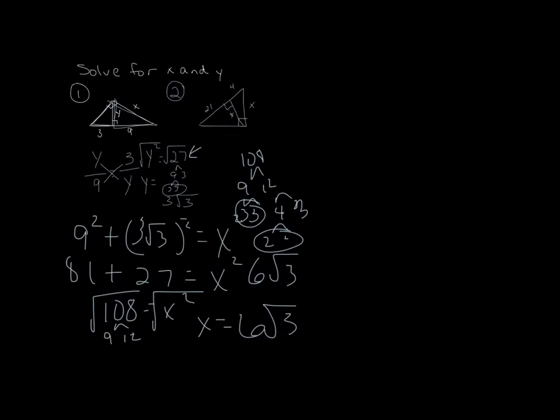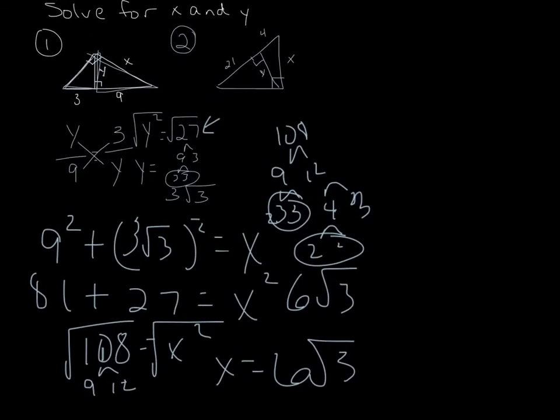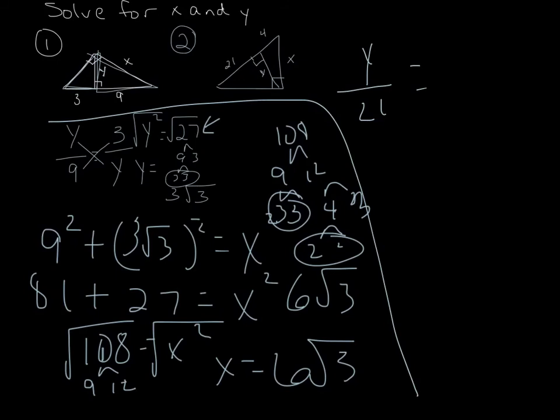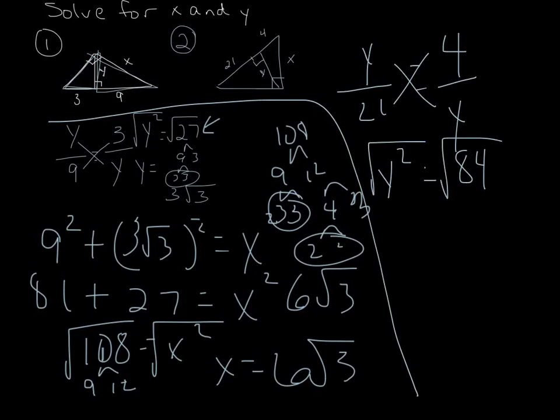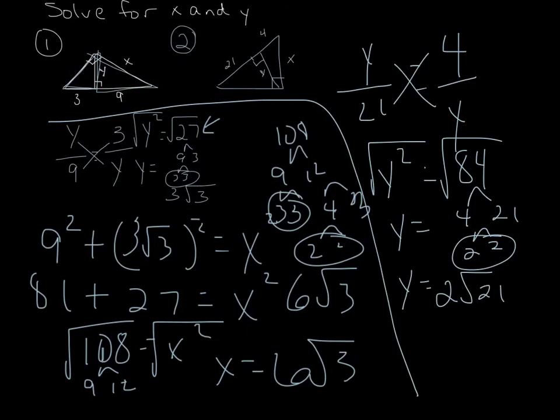Okay, so number 2, same type of thing. This stuff was for number 1. So number 2, you have Y over 21 would equal 4 over Y. Cross multiply, Y times Y is Y squared, equals 4 times 21, which is 84. Take the square root of that, so Y would equal, that would be 4 and 21, 2 and 2, so you'd have Y would equal 2 square root of 21 if you simplified that radical.